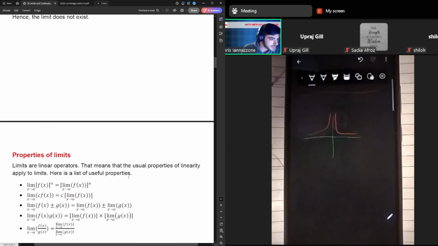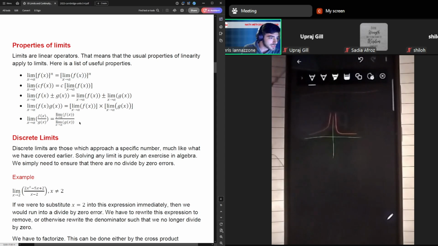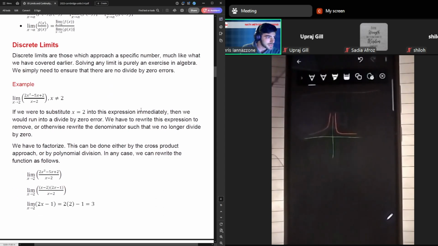But okay, that's that. There are a few properties of how the limit could be used. I've never needed to use any of these. They're there on the off chance that you ever come across something that might require them. But for now, we'll just leave that there.